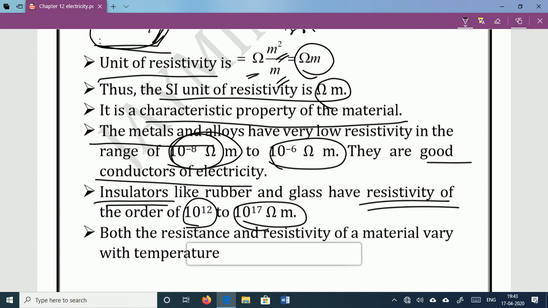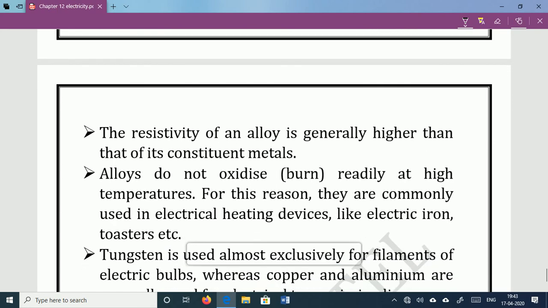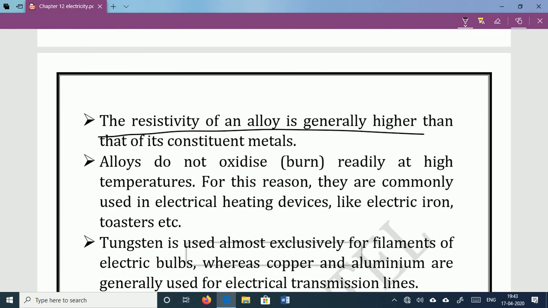Both resistance and resistivity of a material vary with temperature, because as we increase the temperature, the kinetic energy of subatomic particles increases. So ultimately resistance as well as resistivity both change. Resistivity of a material remains constant at a particular temperature. The resistivity of an alloy is generally higher than that of its constituent metals. When an alloy is formed, both resistance and resistivity increase.